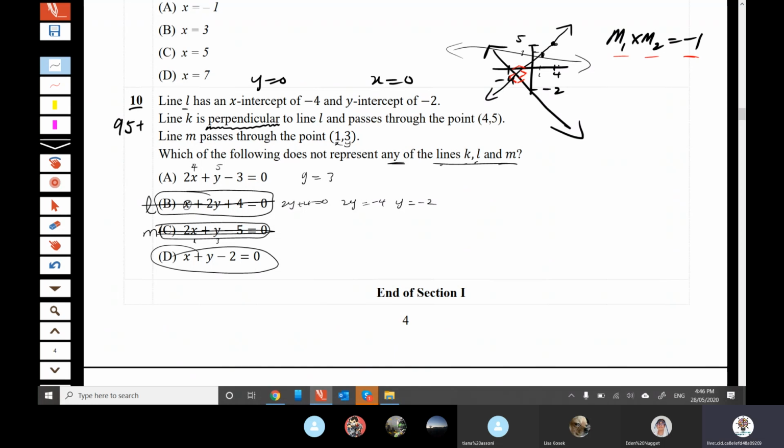Line K is perpendicular to line L and passes through the point 4 and 5. 2 times 4 is 8. 8 plus 5. That won't work. Where have I gone wrong? Line K is perpendicular. Well, I can quickly find line K. Where did I go wrong?